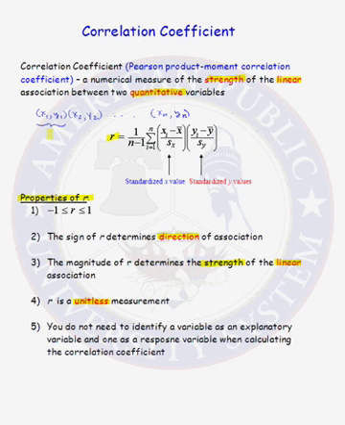In recap, the correlation coefficient measures the strength and the direction of linear relationships between two variables.